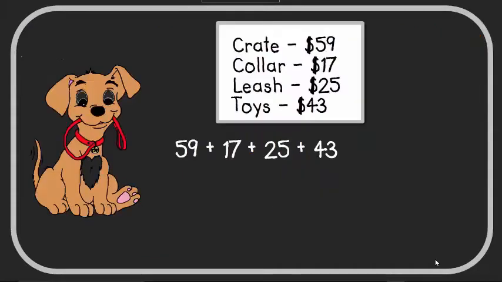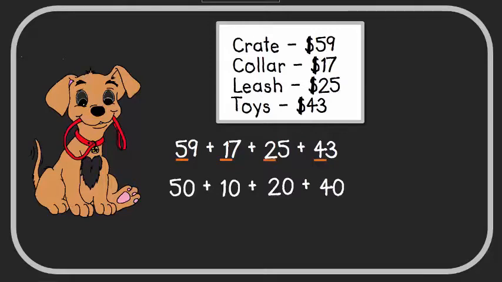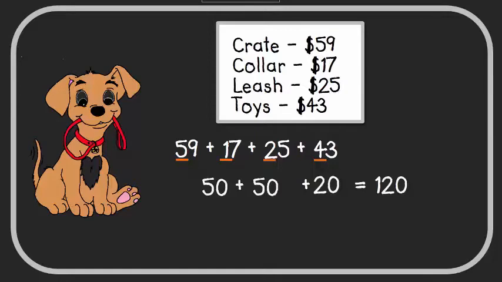In this example, the student is determining how much money they need to spend in order to buy all of the pet supplies. The student used place value understanding to decompose the numbers into tens and ones. They then used the associative property to group the 10 and 40 together to make 50. 50 plus 50 is 100, plus 20 more equals 120.